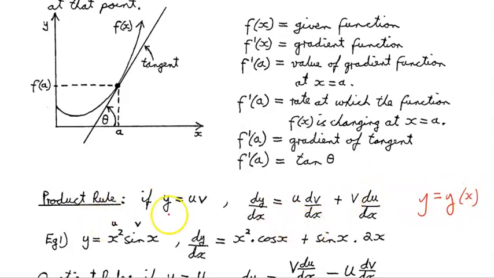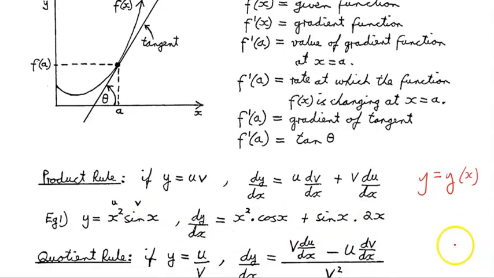Now as an example, let's say y equals x squared times sine x. Let the x squared be the u part, and sine x be the v part. Then dy dx, the derivative of the function, is u times dv, so x squared times the derivative of sine x, which is cos x, plus v, sine x, times the derivative of x squared, which is 2x, and that's our end result. We could, of course, tidy that up, but you see what's going on.